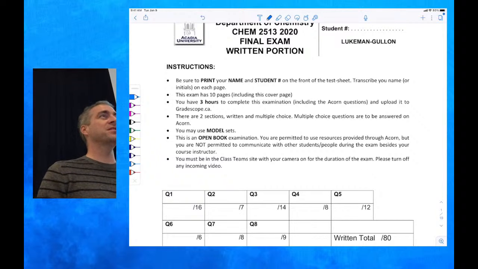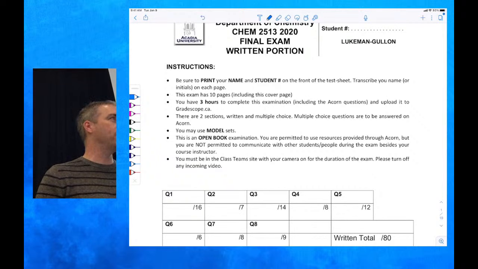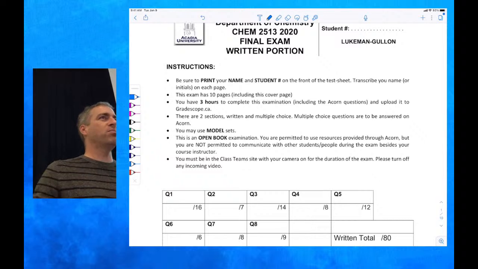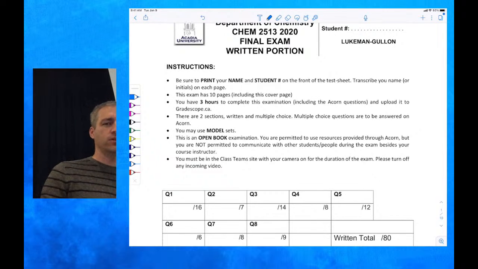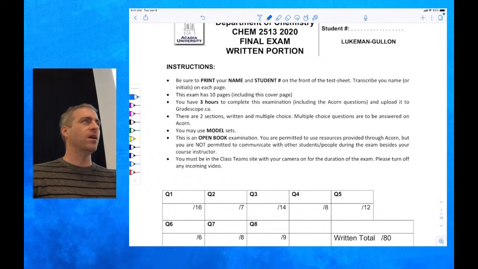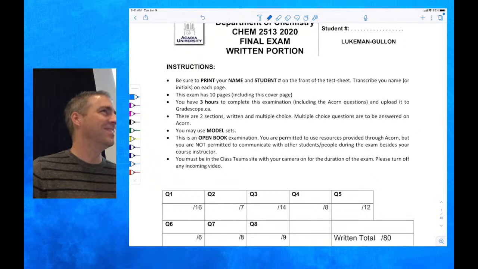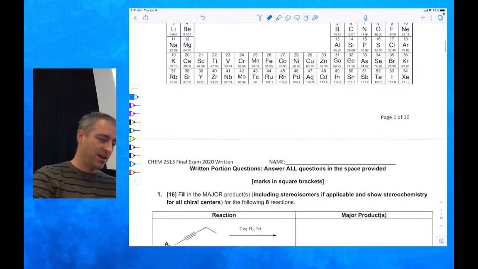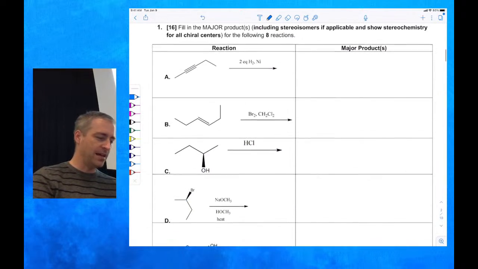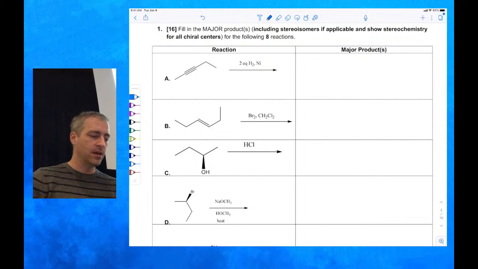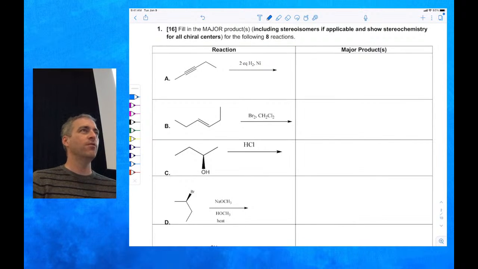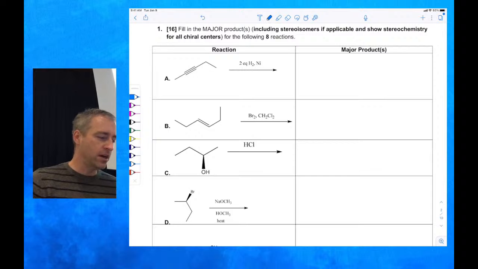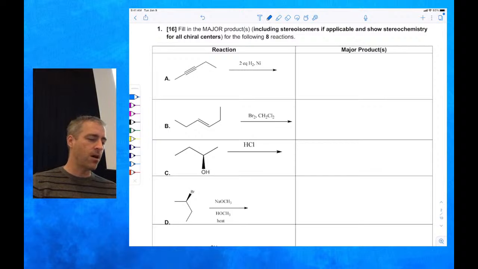So let's jump into this exam. This is the 2020 final exam, the written portion, the online portion. You've been doing this all year actually as your assignment quizzes. So these are little bits and pieces taken from last year's final. The first question says, fill in the major products, including stereoisomers if applicable, and show stereochemistry for all chiral centers for the following 8 reactions.